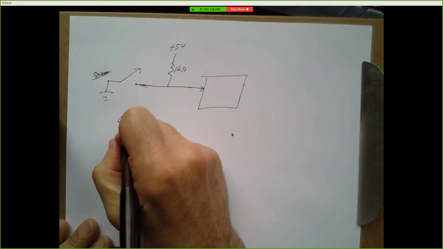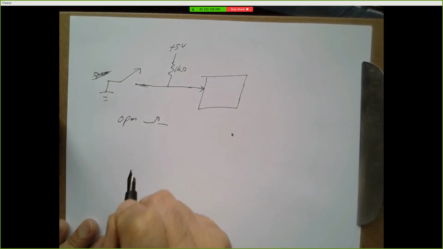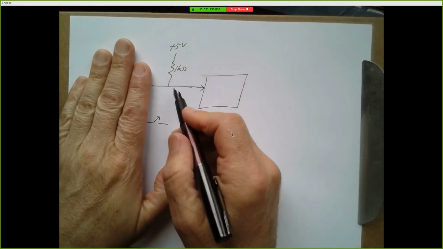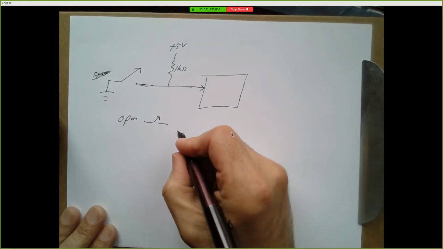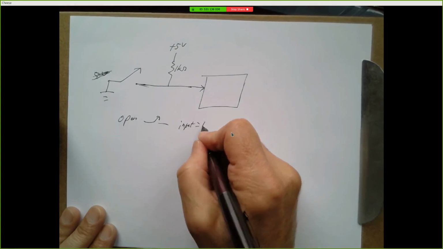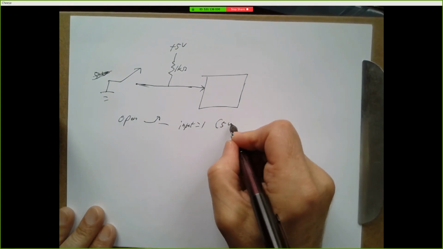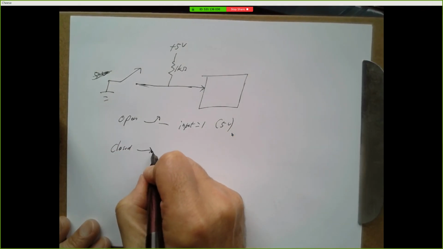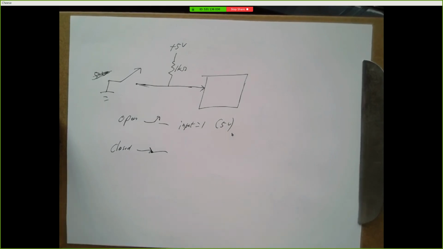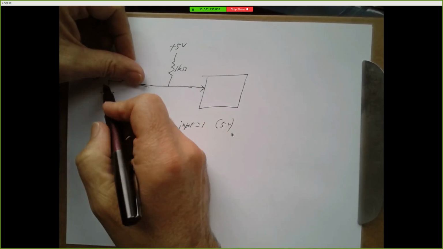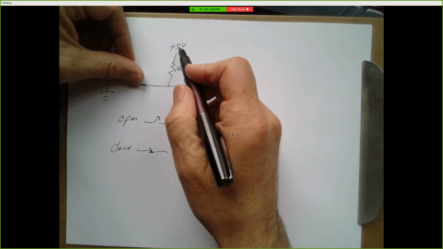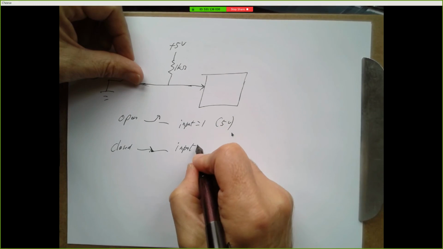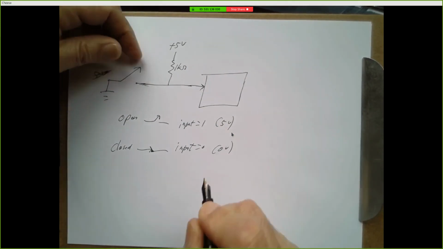Okay, if your switch is open, which is where it's not making contact, this is not part of the circuit. Your input goes through a resistor to 5 volts. Your input is equal to a logic 1, 5 volts. If your switch is closed, meaning it looks like that, now this input goes directly to ground. It also goes through a resistor to 5 volts, but the direct path is to ground. Your input will be a logic 0, which is 0 volts.